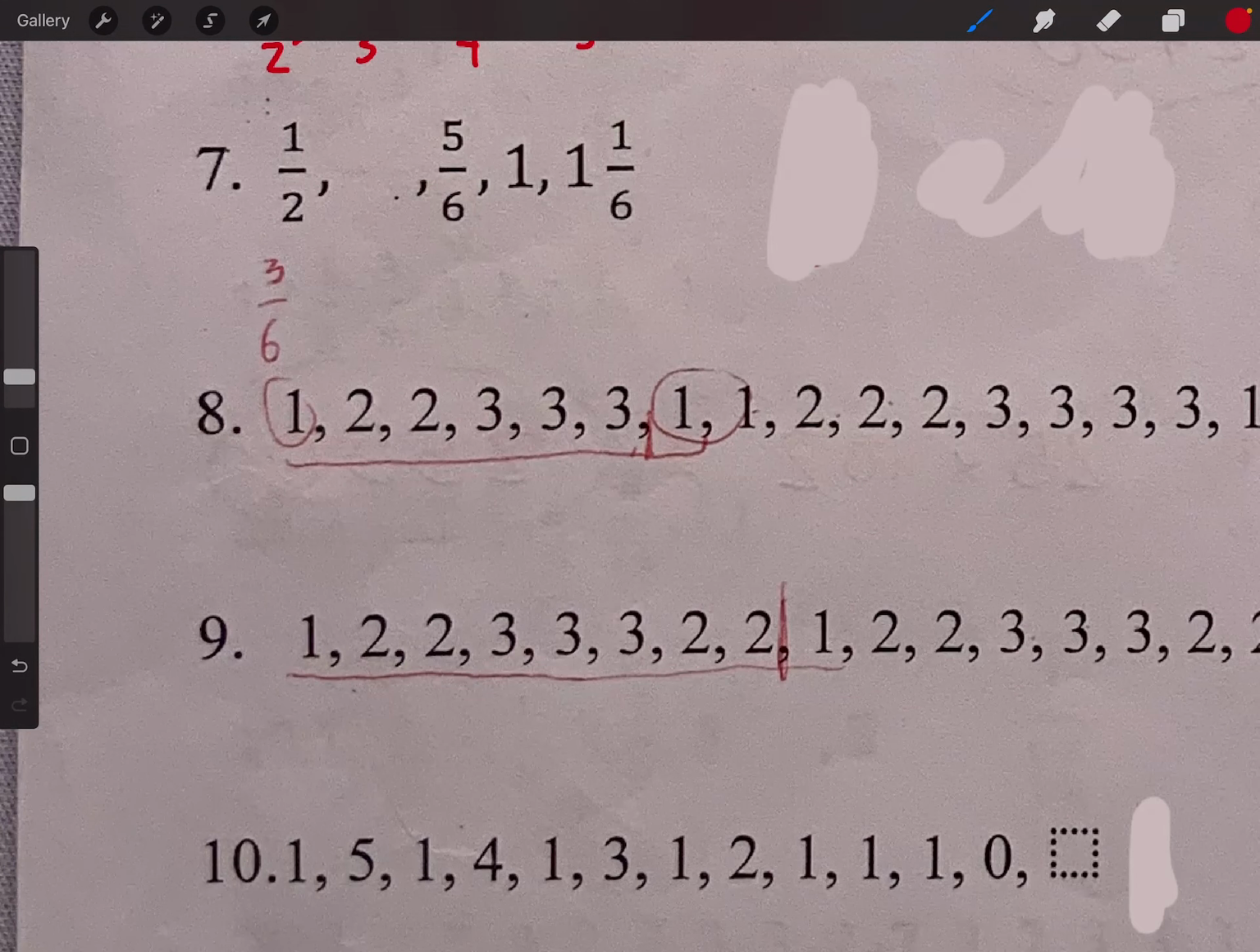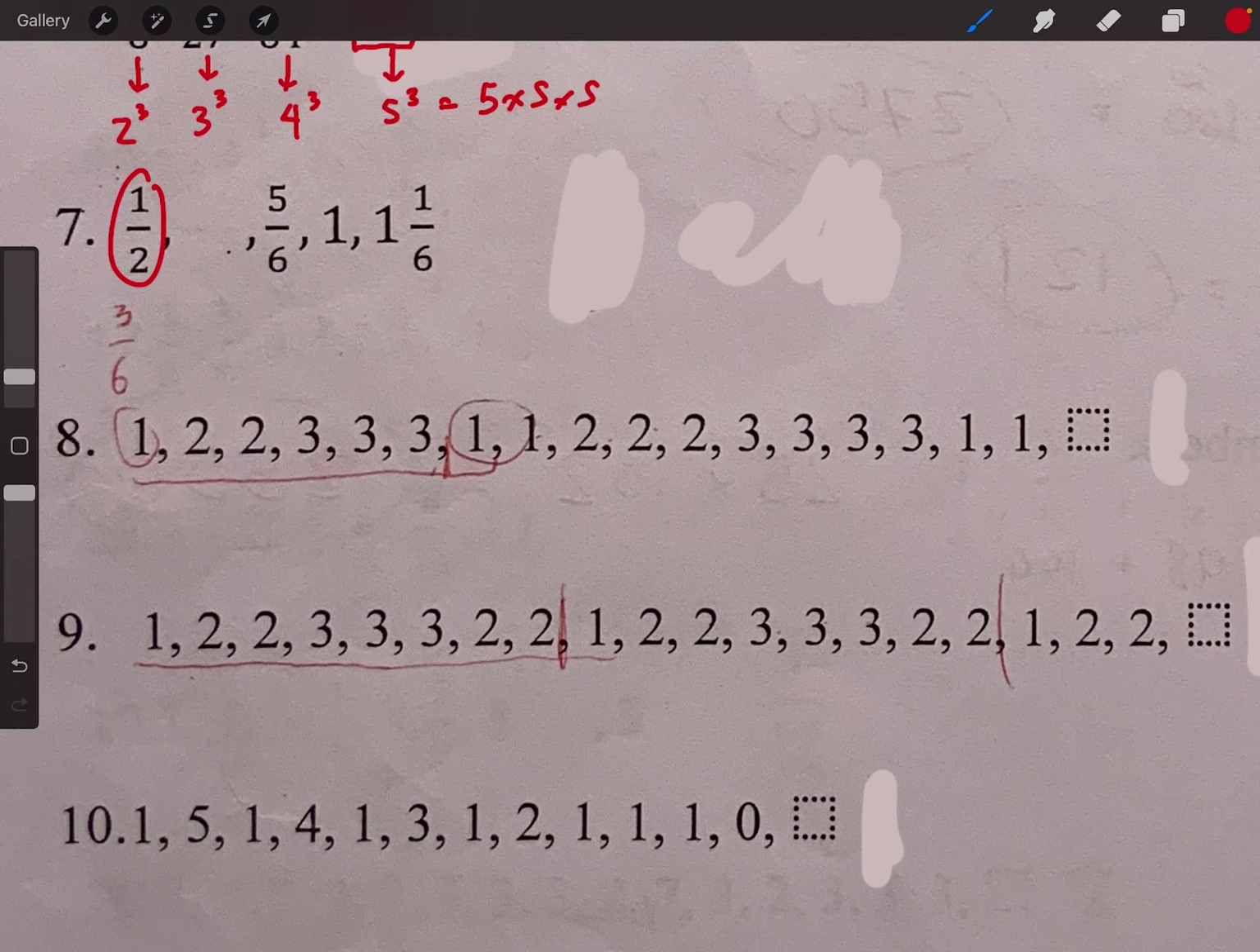Question 7. We got a half. What do we do here? 1 on 6. How about we make everything over 6? So a half, to turn to 6, times it by 3, times it by 3, so it'll be 3 over 6.